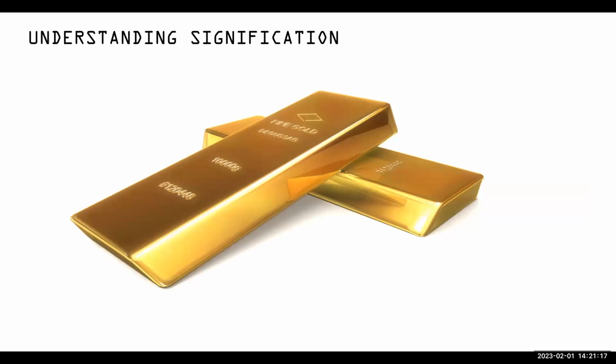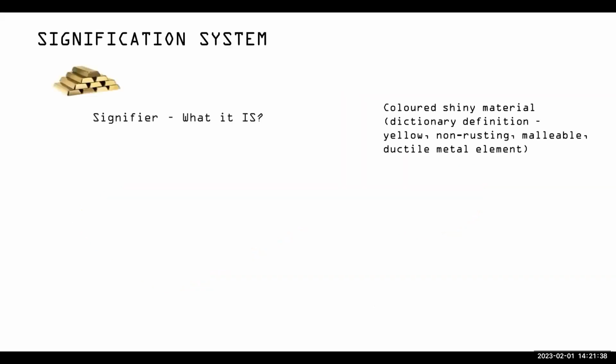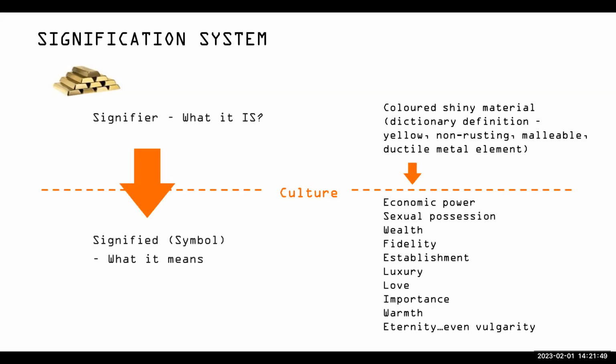Similarly, if you look at gold, gold was just a fine metal for which you paid a lot of money, or it was just a yellow metal. Even before we paid money for it, it was just a yellow metal. It was a colored, shiny, non-rusting, malleable, ductile element. That's what gold is in its purest form. So that is what is called a signifier: the actual object and the original meaning. And what is signified? Signified is all the meanings that the culture builds around this product.